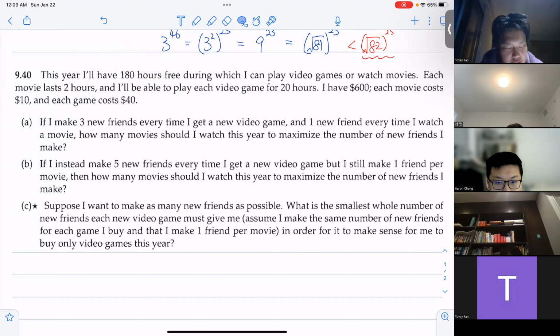And another thing, opportunity cost. Yes, exactly. Very nice, Rika. So another restriction is the money. I only have $600, and each movie costs $10. So if I spend everything on movies, I can buy 60 movies. Each game costs $40, which means if I spend all my pennies on games, I can buy 15 games.